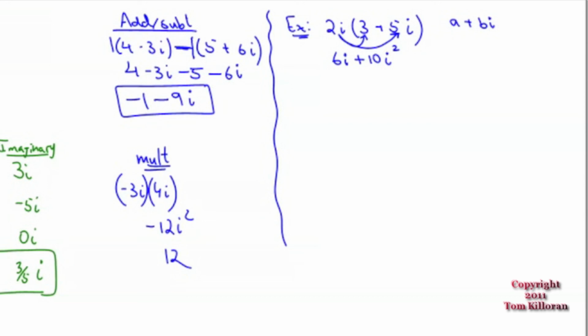So move the 10 up front. It's negative 10 plus 6i, and the last thing you write is i. So order does matter in this. It's standard, kind of like why you write a polynomial with x squared, x, and then the constant. Addition and subtraction: a plus bi.